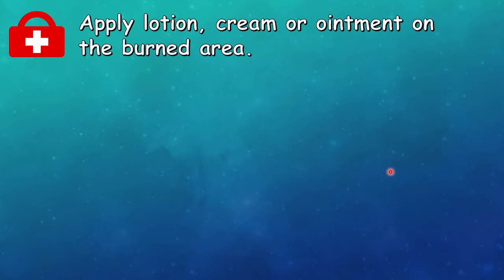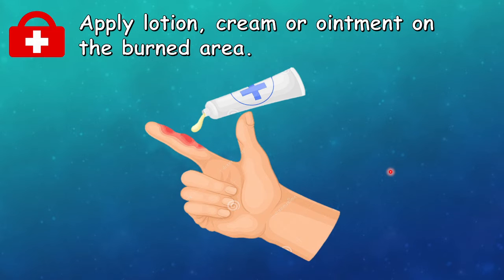Next is, apply lotion, cream, or ointment. This one is medicine on the burned area. There are kinds of cream that you can put when you get burned. This one can stop the pain too, because burns are very painful, right? So it could stop it from getting worse.